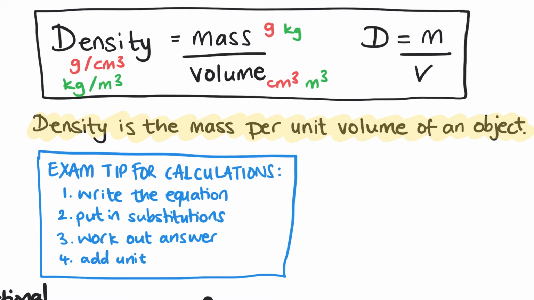In the exam, you can shorten the equation down to D is equal to M over V. It's really important that for any mathematical questions in the exam that you use the following 4 steps. First of all, always write the equation because there will be credit given for the correct equation. Number 2, put in your substitutions. Any quantities that you know, you put the value in. Just remember to double check the units. Number 3, work out the answer. And number 4, add on the unit if it hasn't already been given. So let's see that in action and have a look at an example.